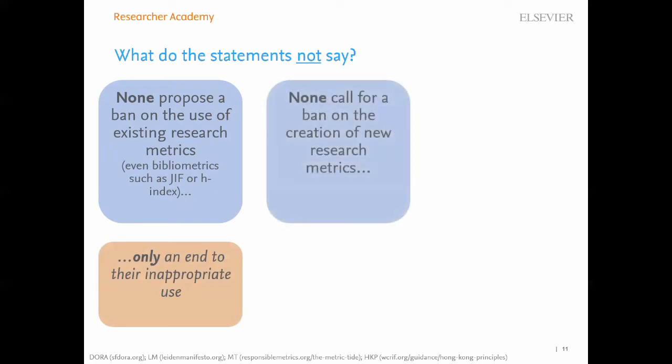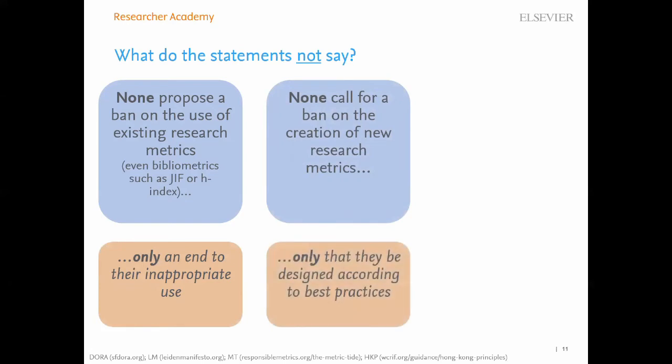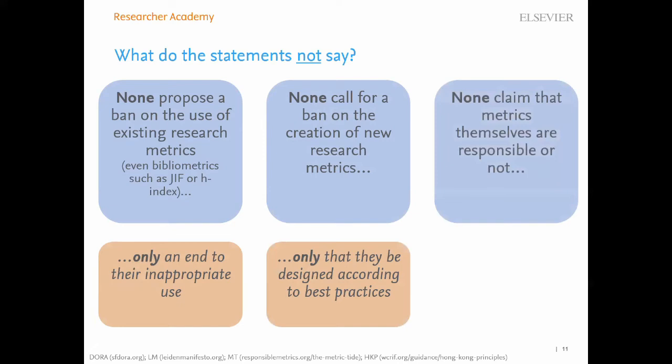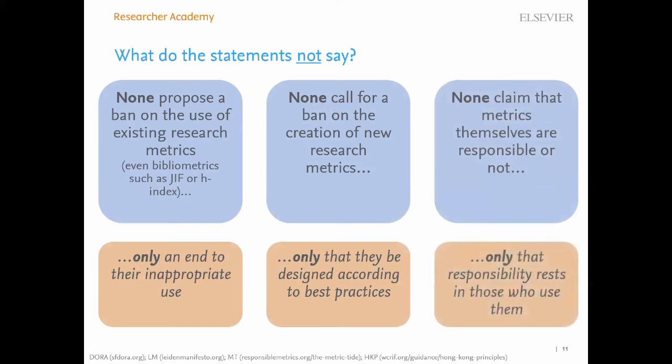Similarly, none of them call for a ban on the creation of new research metrics, only that they be designed according to best practices. And none claim that metrics themselves are responsible or not. They're just numbers after all. Only that responsibility rests in those that use them. So these statements give us some guiding principles, but let's look at those recommendations in action.